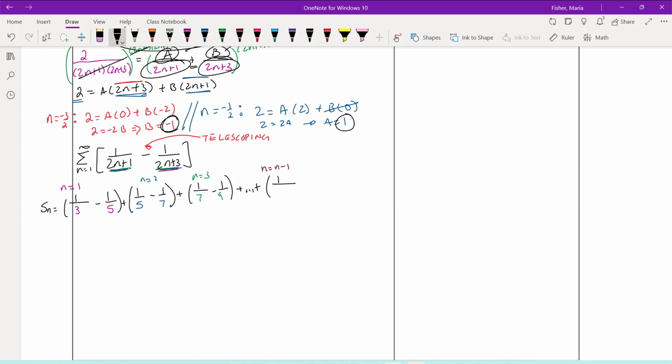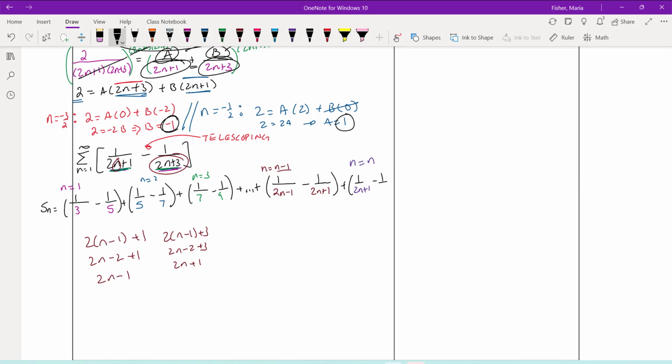don't make any mistakes. So if I plug in n equals n minus 1, that would be 2 times n minus 1 plus 1, which is 2n minus 2 plus 1, or 2n minus 1. Minus, if I plug in the n minus 1 over here, that's 2 times n minus 1 plus 3, or 2n minus 2 plus 3, which is 2n plus 1. Now n equals n. For n equals n, it's just going to be itself, which is 1 over 2n plus 1 minus 1 over 2n plus 3. And go ahead and erase this bit down here.